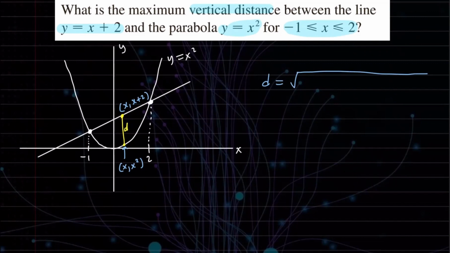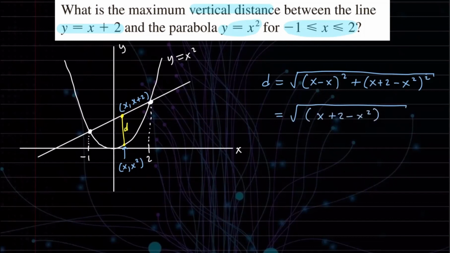so we take x minus x1, or you can do it in any order. Let's consider our second point to be this one, the first point to be that one. So we'll take x minus x squared, plus now the second point is x plus 2 minus the first coordinate, that's x squared, squared. So that's how you get the formula. Remember, I'm just subtracting the points and figuring out the distance between them. Now, x minus x, that's 0. So our distance formula simply becomes the square root of x plus 2 minus x squared, squared.